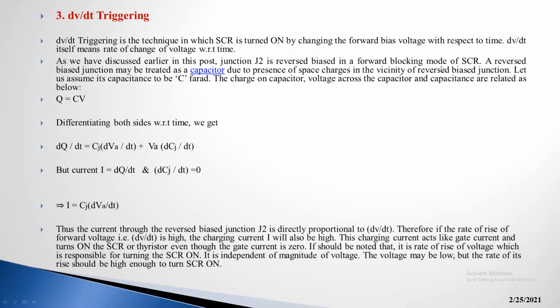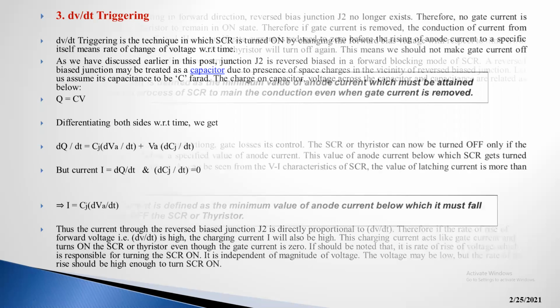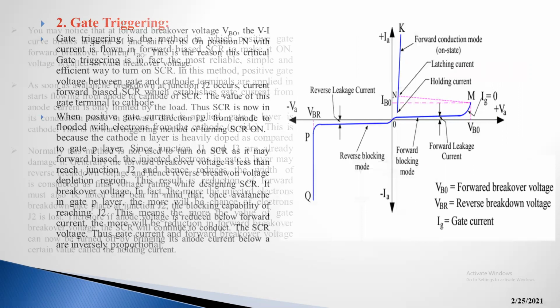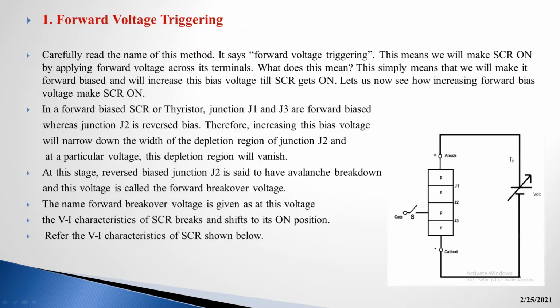Obviously, when the anode is connected to positive and the cathode is connected to negative in this method, then the junction J2 is in reverse bias condition, and junctions J1 and J3 are already in forward bias condition. Junction J2 being reverse biased means a depletion layer is formed across this junction.